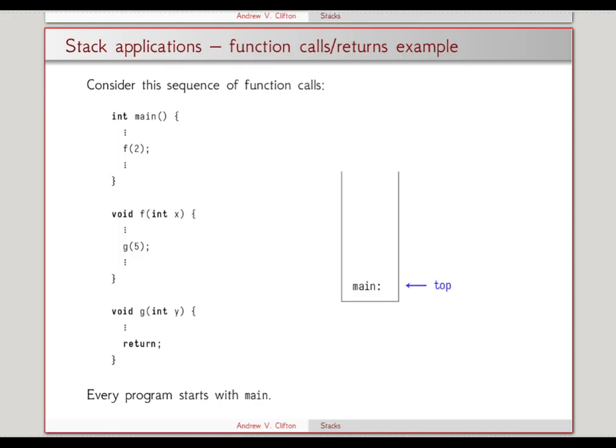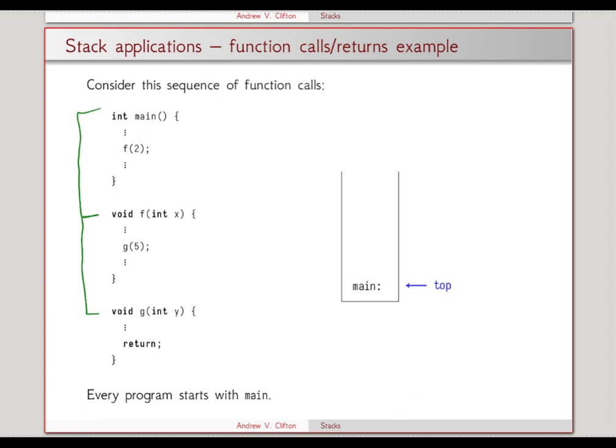So let's say that we have this program here, right? We've got a main that calls a function f, and then f calls a function g, and then g doesn't do anything. It just returns here. So our program starts with main, right? So main is currently the top of the stack.